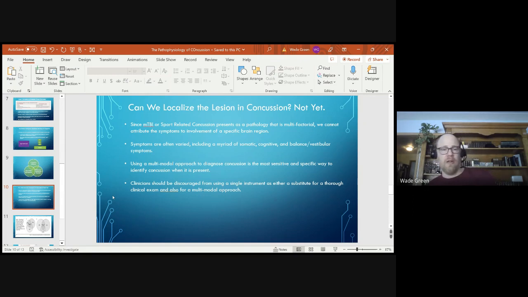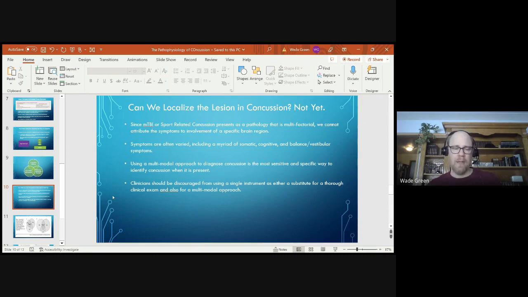So we've been talking about localizing the lesion in concussion. We can't do that yet, not with concussion. We're just not there. We've already talked about the fact that sport-related concussion is multifactorial, so we can't attribute those symptoms to involvement of a specific brain region. We just can't do that at this time. So, like we talked about, we're going to have a varied presentation of symptoms: somatic, meaning what somebody feels and reports, cognitive disturbances, and potentially balance and vestibular symptoms.